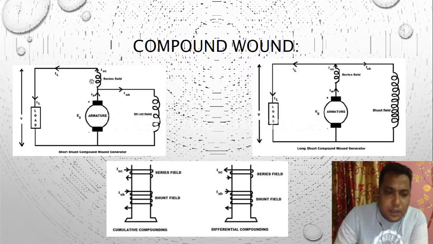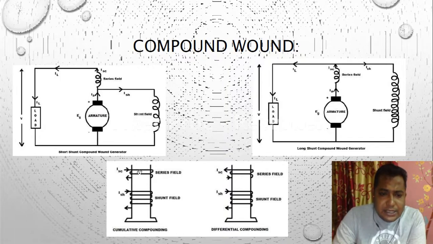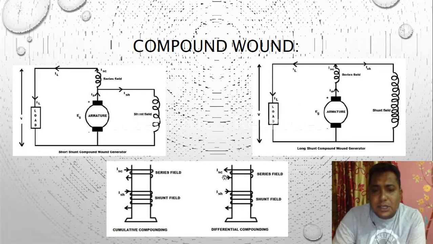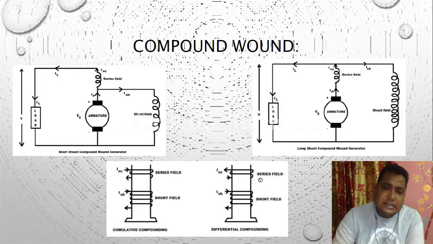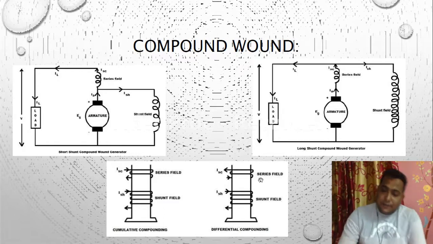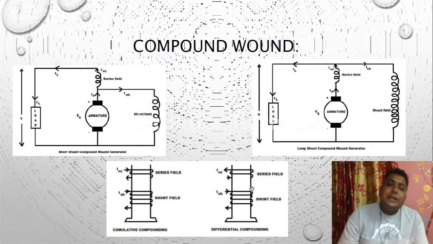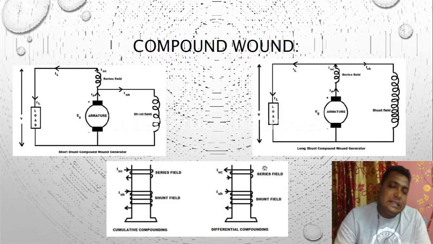Correct? So here see, ISC is entering from here, leaving from here. That is the short circuit current or the series current. Here is the shunt current. Both have the same direction. It is entering and it is going out. So both have the same direction, so it will be additive. And here definitely it will be opposite. So it is entering from here, going out. That is the series field current, and the shunt field current direction is reverse. Correct? So that's why there is a difference, as the direction is opposite.